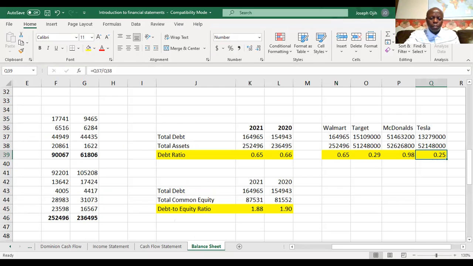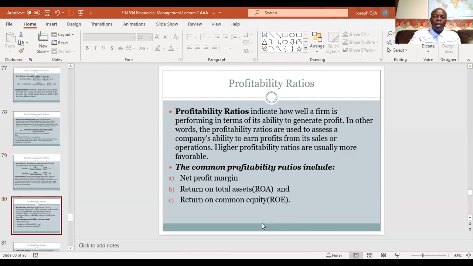Now, so far, I'm sure you are enjoying this. Let's see what else we have. In our next lecture, we'll be talking about the profitability ratios, the ratios that tell us how well a firm is performing in terms of its ability to generate profit. So in our next lecture, we'll be doing that.